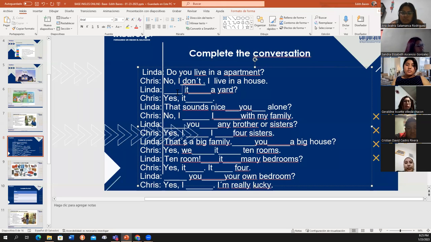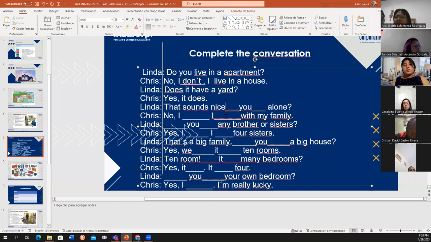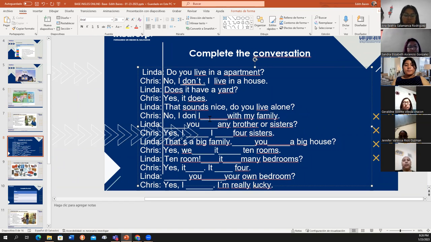What will be the question here? Does it have a yard? Uh-huh. Does it have a yard? Okay. Yes, it does. That sounds nice. Do you live alone? No. No, I don't.